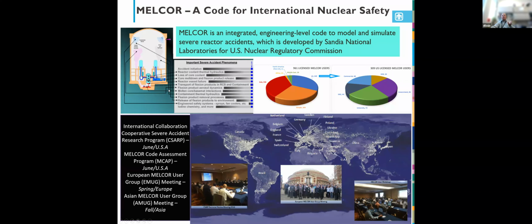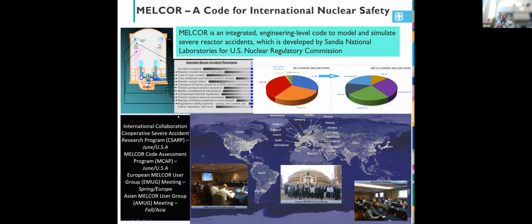And then the core melt, like I said before, and the core-concrete interactions. And then you talk about fission product removal from engineered safety features like containment spray and things like that. And then iodine chemistry. That's for light water reactors.